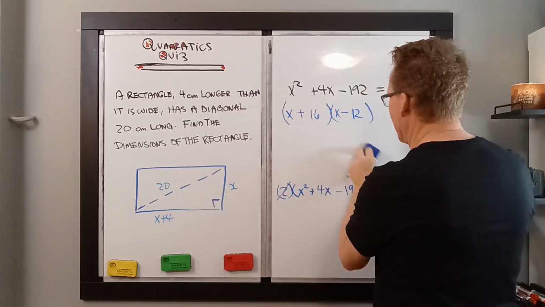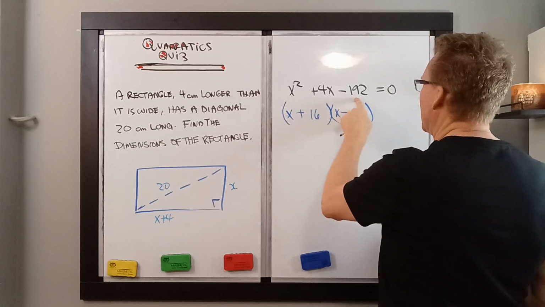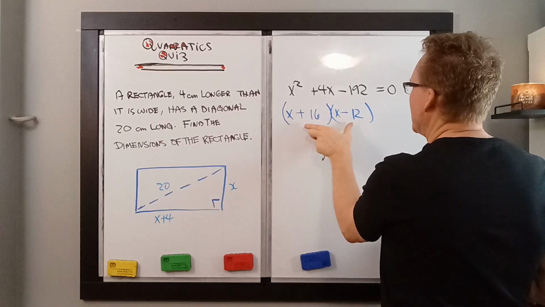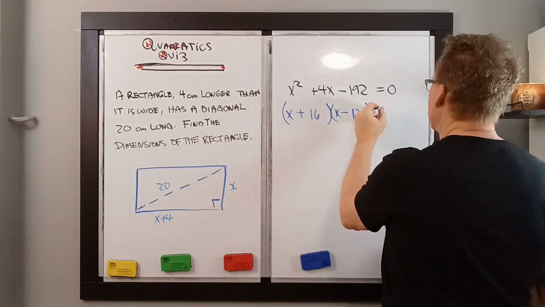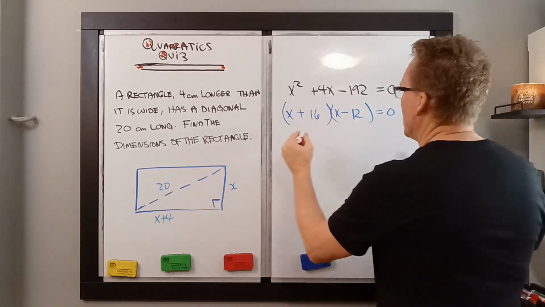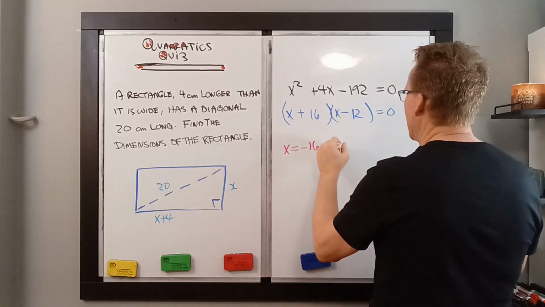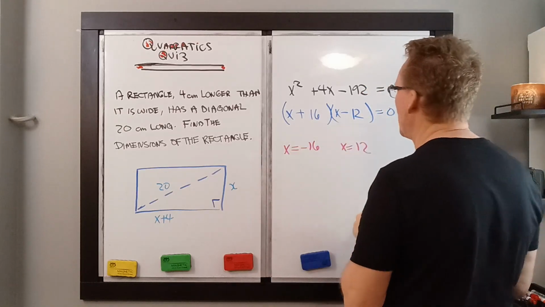And then let's double check everything. This times this, x squared, this times this, minus 192, plus 16 minus 12, that works. So this is all equal to 0 here. So we can actually solve each of these here. In this case, x is equal to minus 16. In this case, x is equal to 12. So those are two possibilities for x.